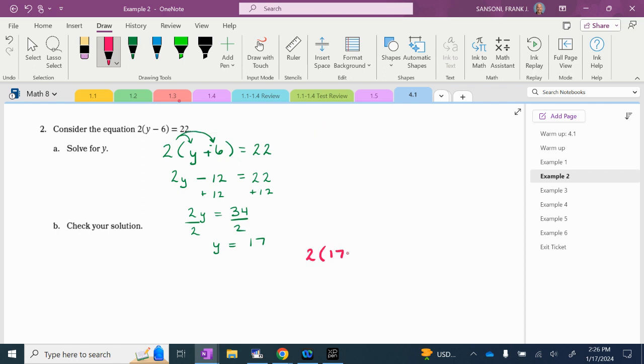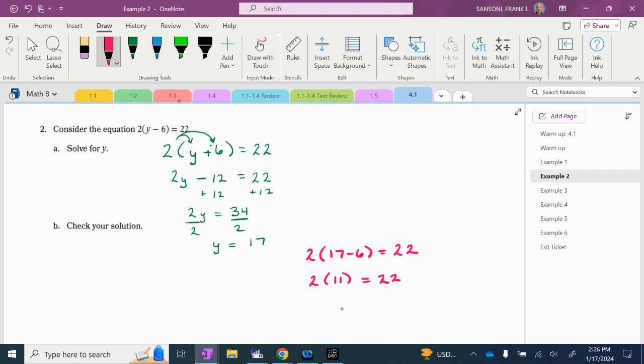So it's 17 minus 6, because it was y minus 6, but you said y is 17. And so order of operations says, what is 17 minus 6 inside parentheses? What is that answer? 17 minus 6. 11. Well, what is 2 times 11?